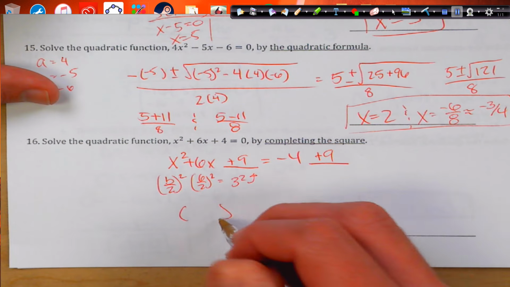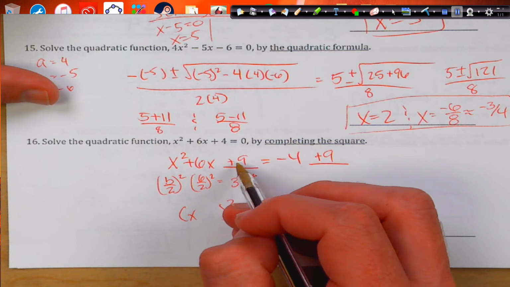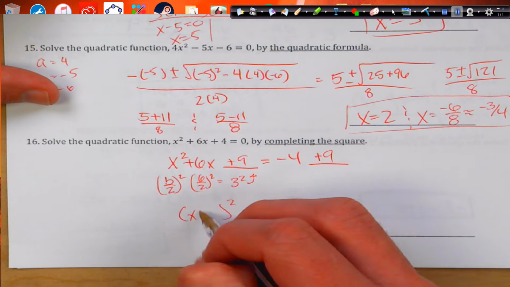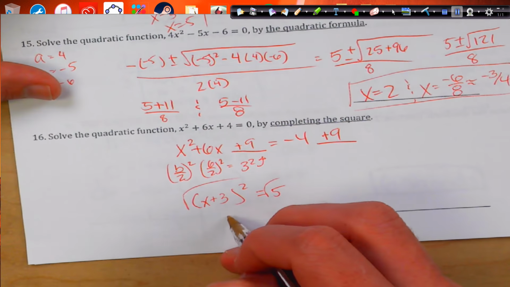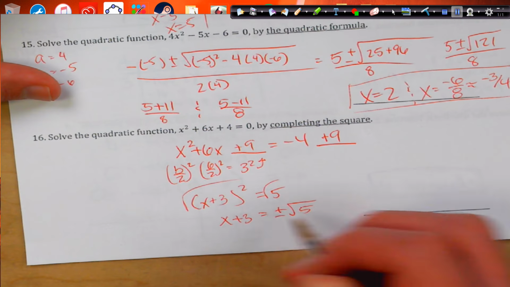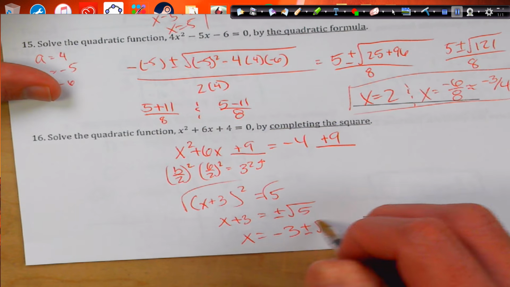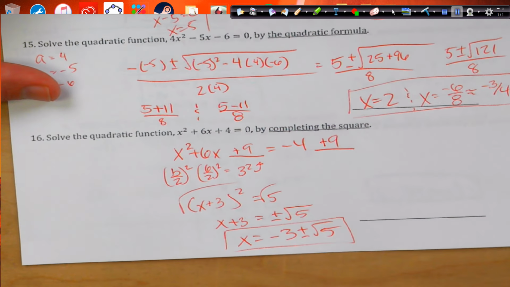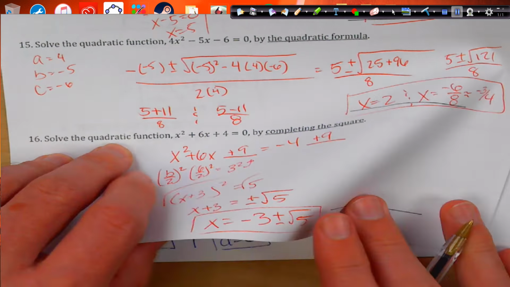This breaks down into a squared binomial where 3 times 3 makes 9 and 3 plus 3 makes 6. And this equals 5. Take the square root of both sides, and we get x plus 3 equals plus or minus the square root of 5. Then we subtract the 3 over, and we get our final value: -3 plus or minus the square root of 5. The square root of 5 is not a perfect square, so I can't go any further.